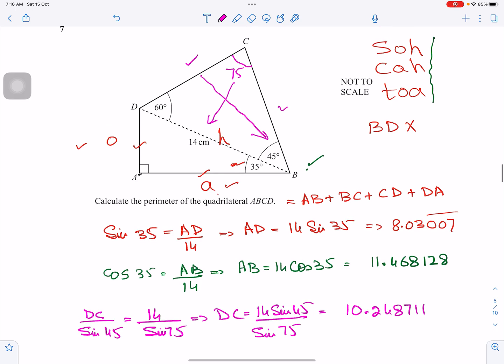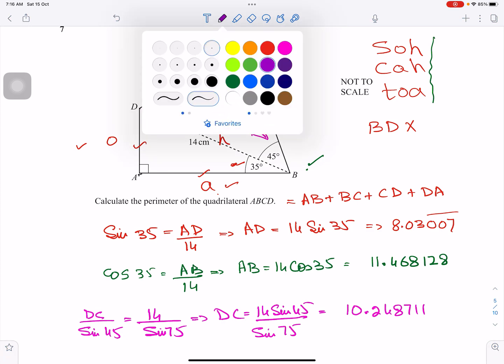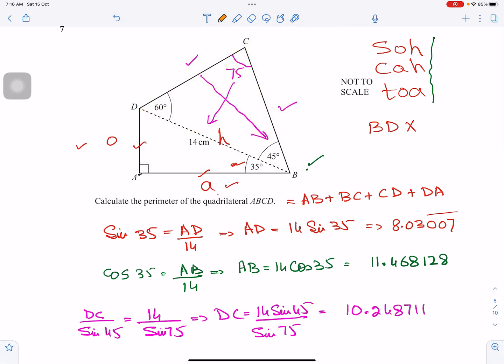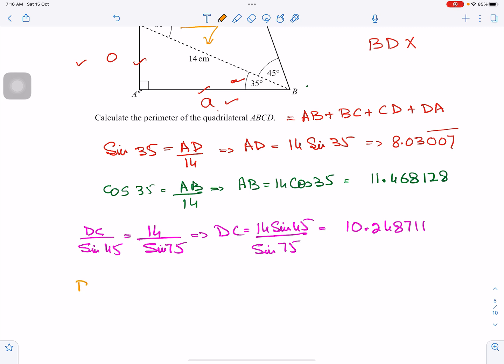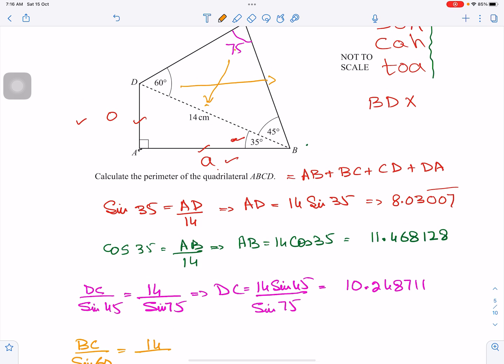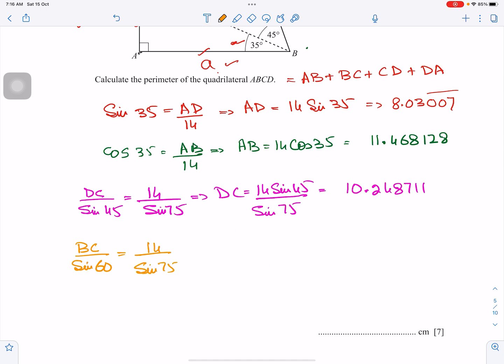Similarly, to find out the side BC, let me change the color. Okay, so to find out this BC, I will take this ratio with this ratio. Let me clean it so that you don't get confused about what I'm doing here. Okay, so I am taking this side, BC over sine 60, and I'm taking this 14 upon sine 75. So BC upon sine 60 equals 14 upon sine 75. So let's calculate again, 14 sine 60.